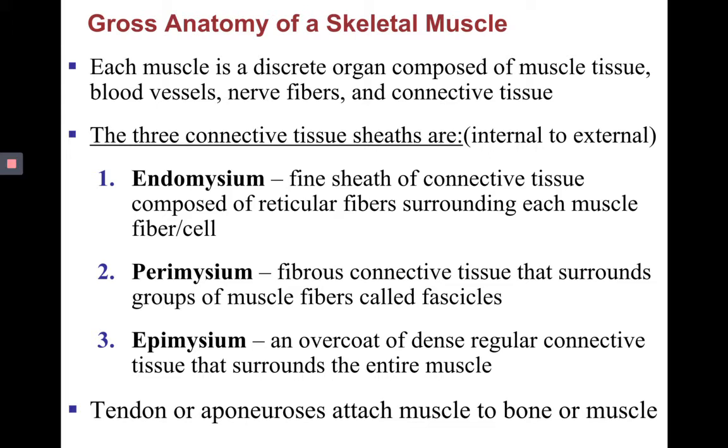Then, if we take all of our fascicles and bundle them together, to hold them together, we need another piece of connective tissue. And that piece of connective tissue is going to be on the outside. It's called the epimysium. This is an overcoat of dense regular connective tissue, similar to the periosteum in structure, and it just surrounds the entire muscle.